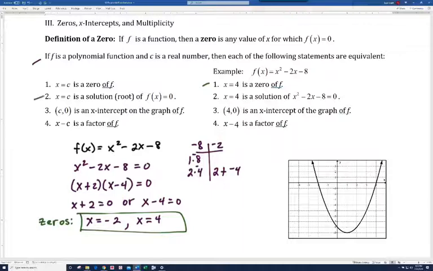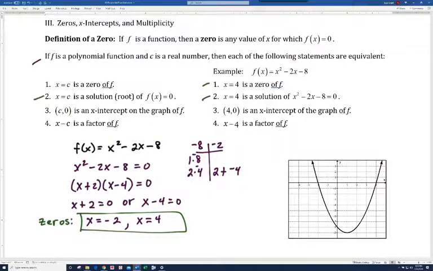Now in statement 2, it says x equals c is a solution or root of f of x equals 0. In our case, we're saying that x equals 4 is a solution of x squared minus 2x minus 8 equals 0. Well, in fact, when we were finding the zeros, we set the function equal to 0, and this is the equation we got. And so yes, 4 is a solution.